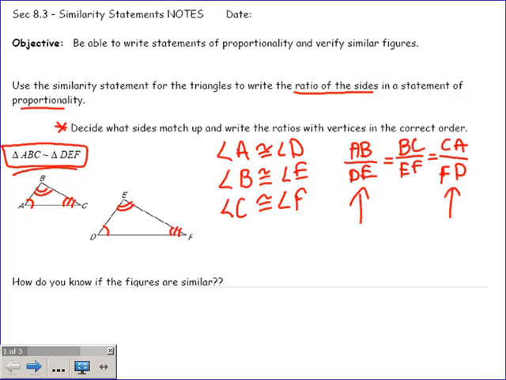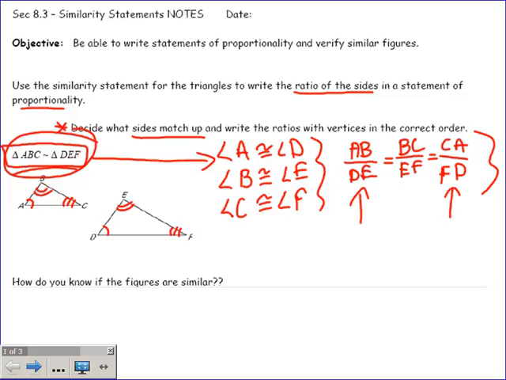So whenever you're given one of these, it means all of this. If it's a triangle compared to a triangle, if they're similar, it'll give you six things back, essentially. So this is the decide what sides match up. That's this part over here with the ratios and vertices. But also the part with the angles is also important.